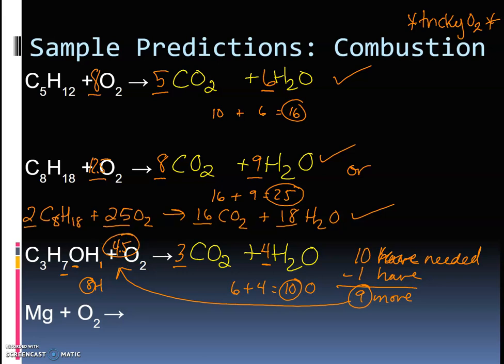Now, if you have a metal that will be burning, like magnesium, which is a sparkler, use your ions. Mg makes a 2 plus, O makes a 2 minus. Don't let diatomics fool you. And then you make MgO. And then you would balance it all out by putting a 2 there and a 2 there.